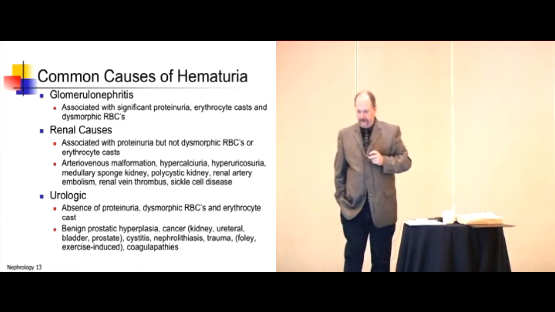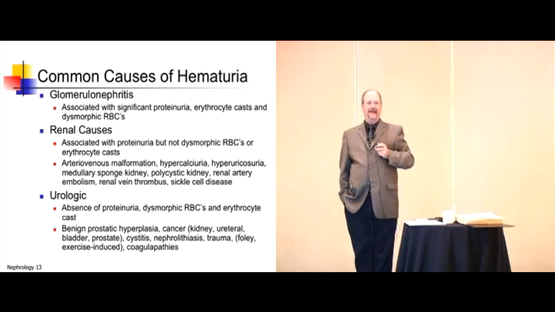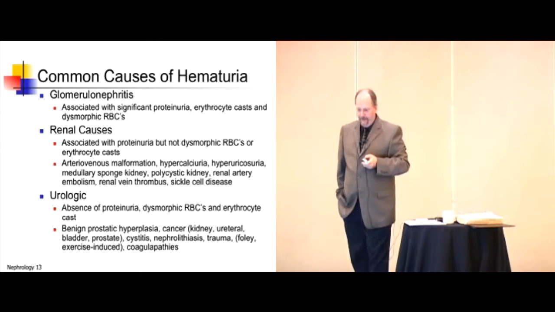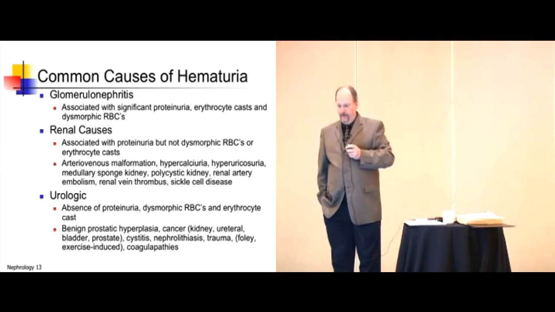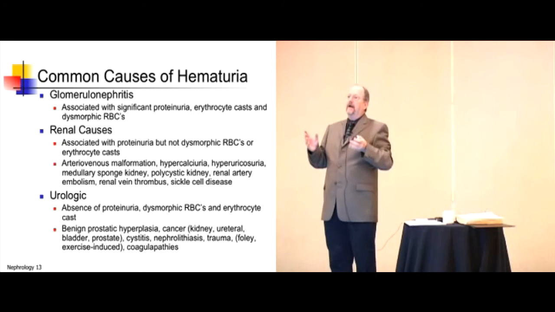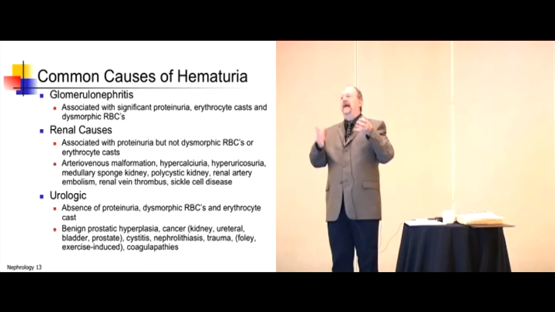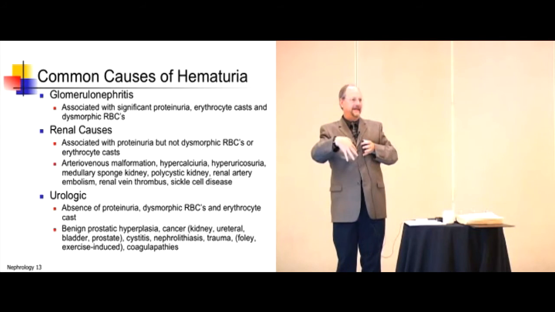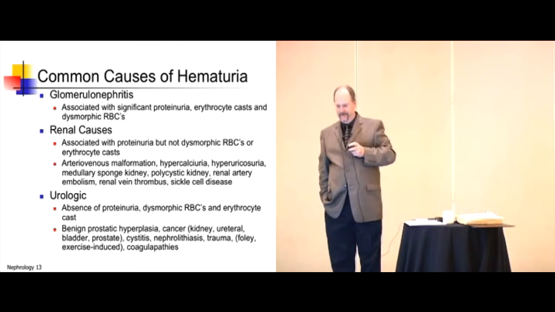Renal causes, now we're going to blame the kidney. It has protein in there, but they're not dysmorphic red blood cells. It's not coming from the glomerulus. So what renal causes? I gave a whole bunch of them. AVMs could do it, or an increased excretion of calcium or uric acid. How does that work? Calcium and uric acid irritate the tubules. It's kind of like scratching a board on down, and it bleeds a little bit. There's where you get your red blood cells.